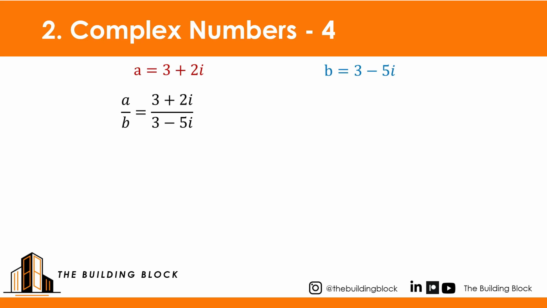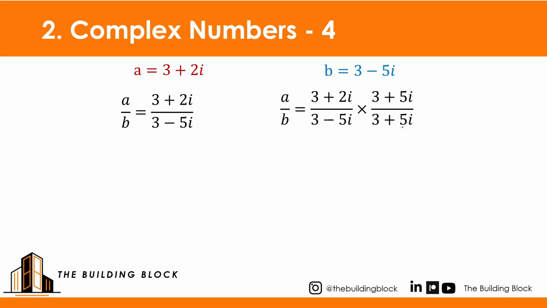Well, to divide complex numbers, we need to multiply both the numerator and the denominator by the conjugate of the denominator. The conjugate of a complex number is simple. You just switch the sign of the imaginary part. So the conjugate of 3 minus 5i is 3 plus 5i.